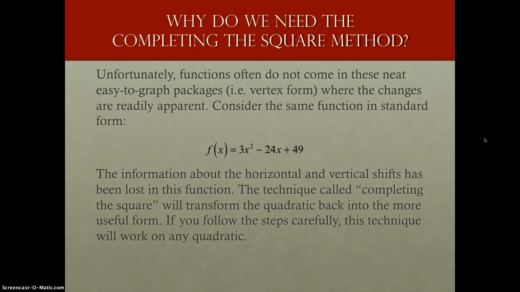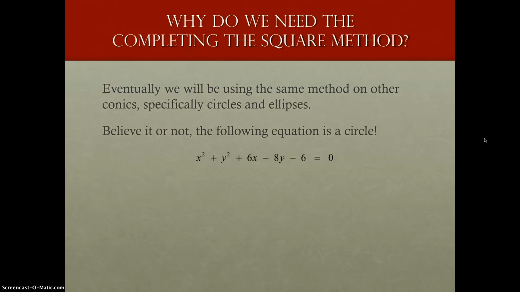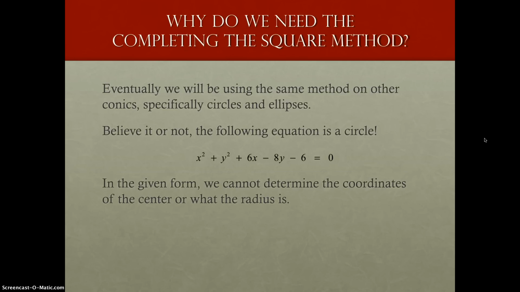Although we're not studying quadratics right now, parabolas are conic sections, and we will be able to use completing the square on circles and ellipses. So if you believe it, the following equation is a circle: x squared plus y squared plus 6x minus 8y minus 6 equals 0. The hint there is x squared plus y squared. However, we can't determine the coordinates of the center or what the radius is when it's in this form.